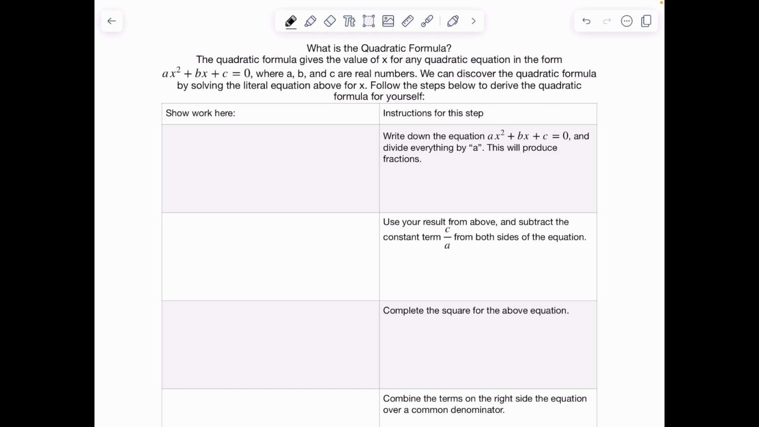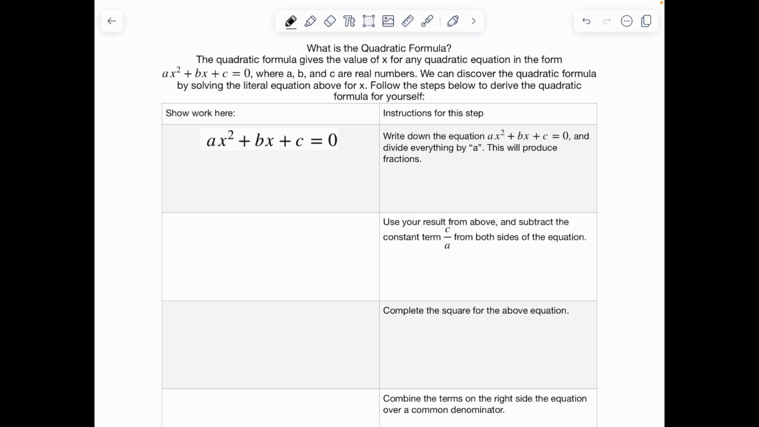The quadratic formula gives the value of x for any quadratic equation in the form ax squared plus bx plus c equals 0. And that's where we're going to start. We're going to take that, and starting with that equation, we are going to manipulate that to meet our needs. We're going to solve it as a literal equation. So a, b, and c will remain variables, and we'll solve it for x. So we're going to follow some steps to help break that down.